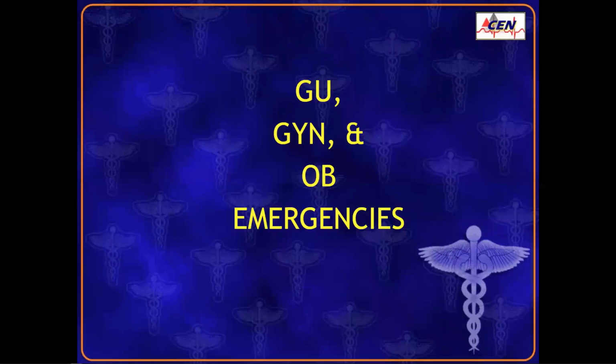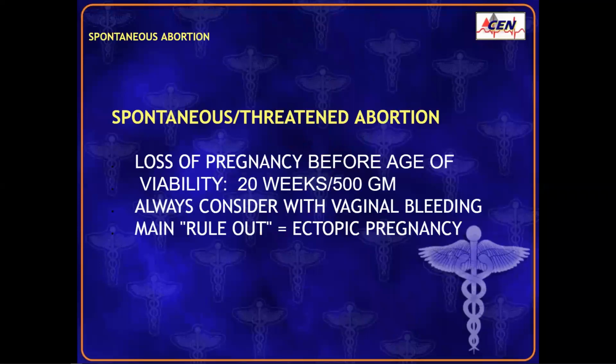Okay, so for OB/GYN, we will actually start with the OB part. And the first thing we'll talk about is a miscarriage. And this is defined as a loss of pregnancy before 20 weeks gestation. 20 weeks is an important time to highlight, to circle, because it means something special. At 20 weeks, we have fetal lung maturity.